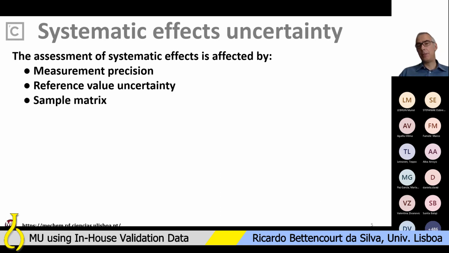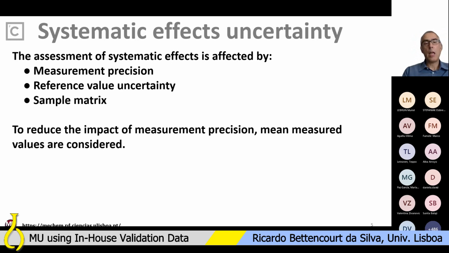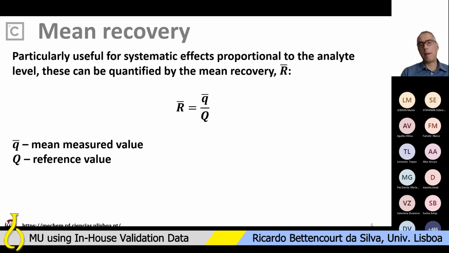And then the sample matrix, in some fields, affects the magnitude of the systematic effects. We can reduce the impact of measurement precision on our assessment of systematic effects if we analyze the reference materials several times, and if you take a mean of measured values. The mean of measured values is less affected by precision than a single value. So the first part we can minimize somehow.